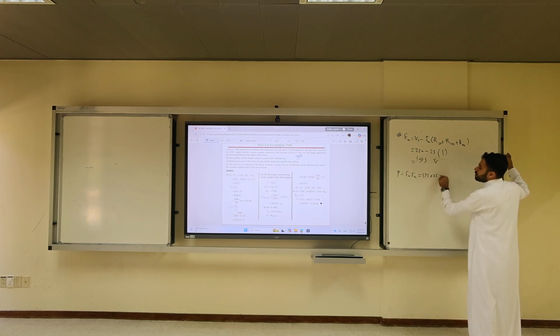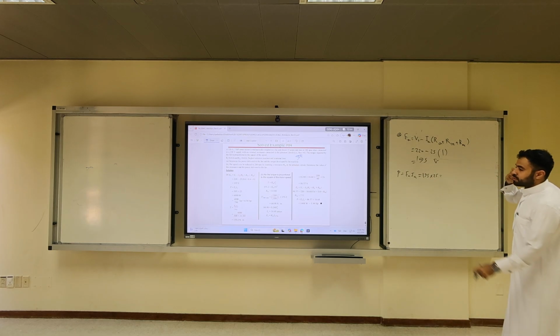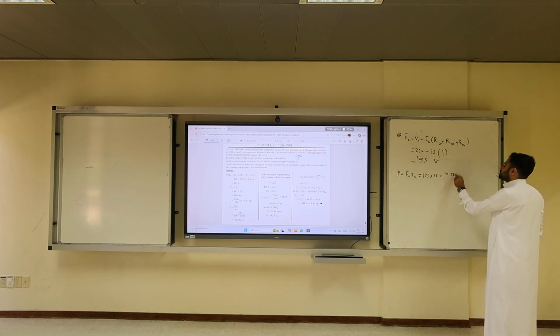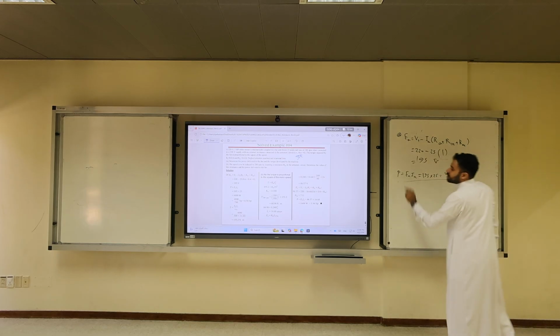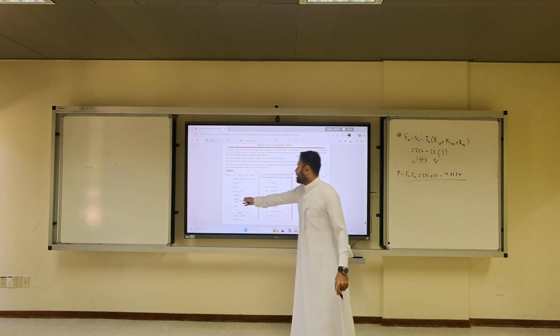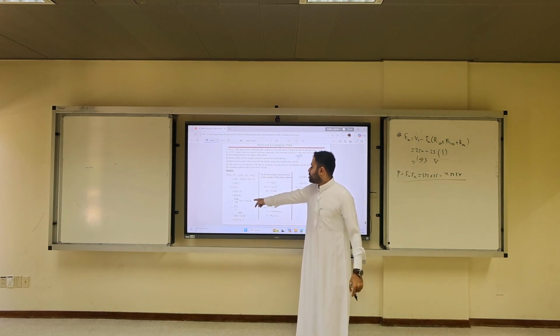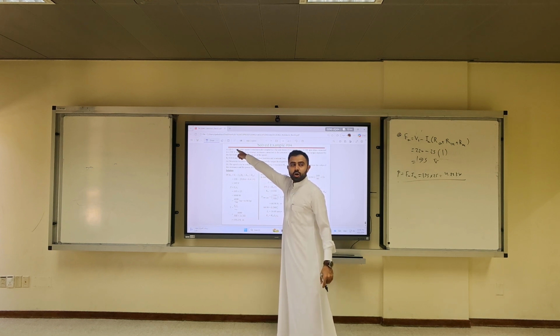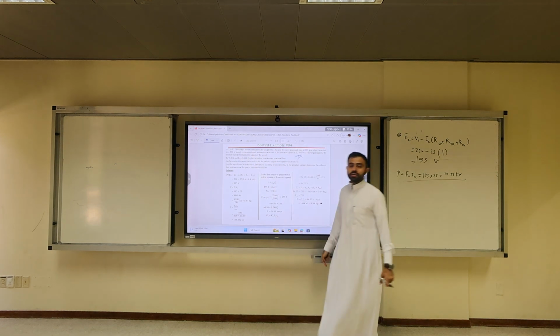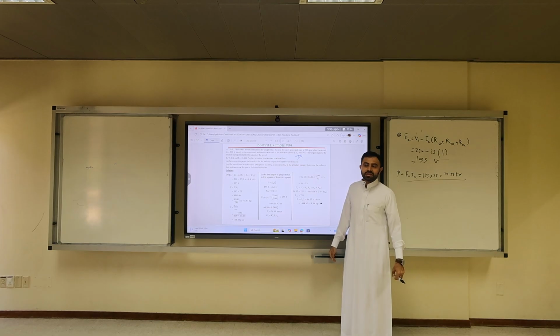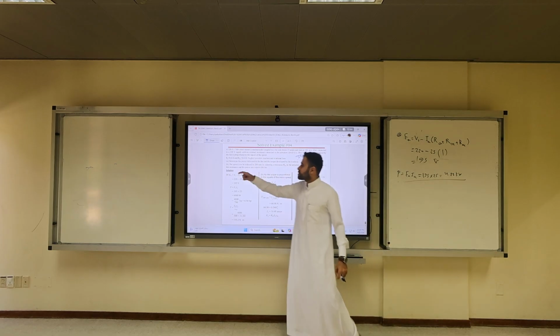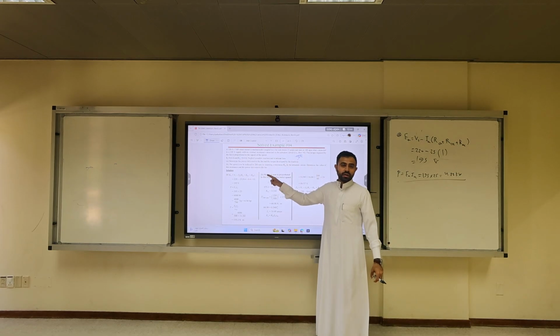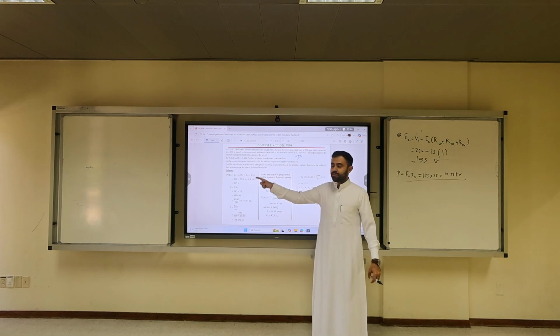195 times 25. How much? 4.88 kilowatts. He's getting it in horsepower. Just to show you, it's 6.54, below the 7 horsepower. So is it full load? No, it's not full load because full load is 7 horsepower. So this fan is not full load, but very close to full load.